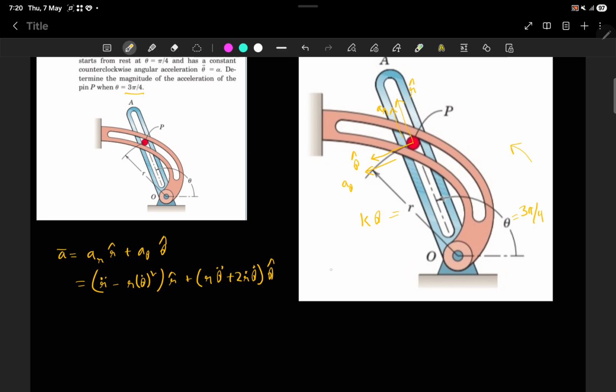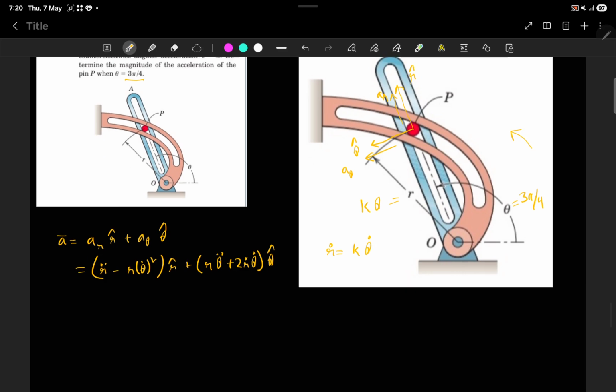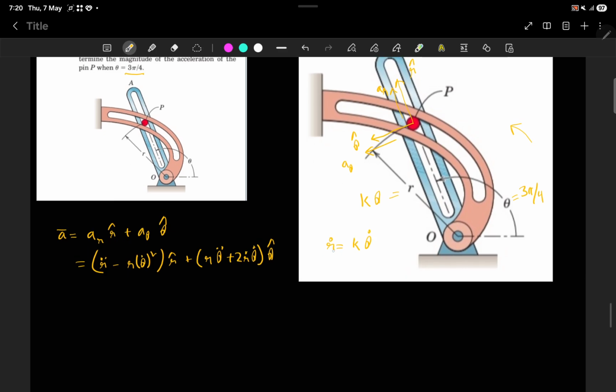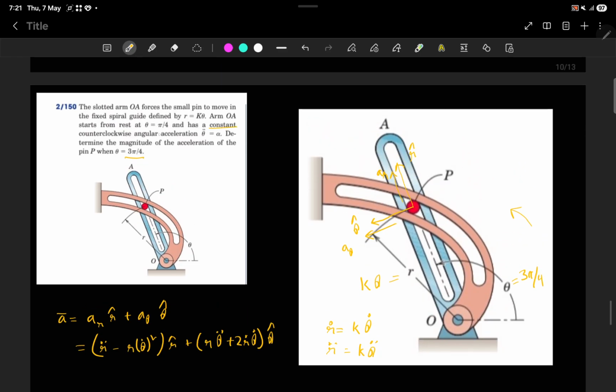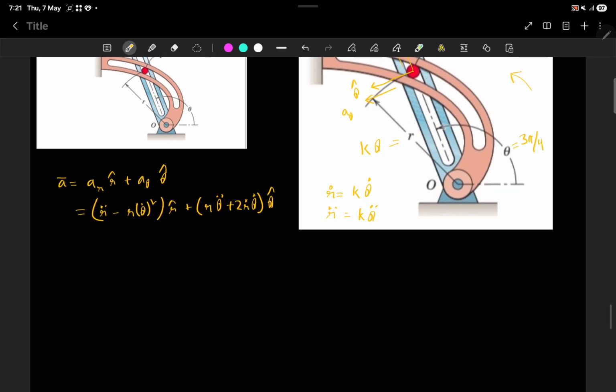If r is k theta, so r dot will be k theta dot with respect to time, and r double dot will be k theta double dot. One thing you have to notice is the constant counterclockwise angular acceleration, theta double dot equals alpha. So theta double dot is also given to me as alpha. So this is k alpha. Let us replace this.